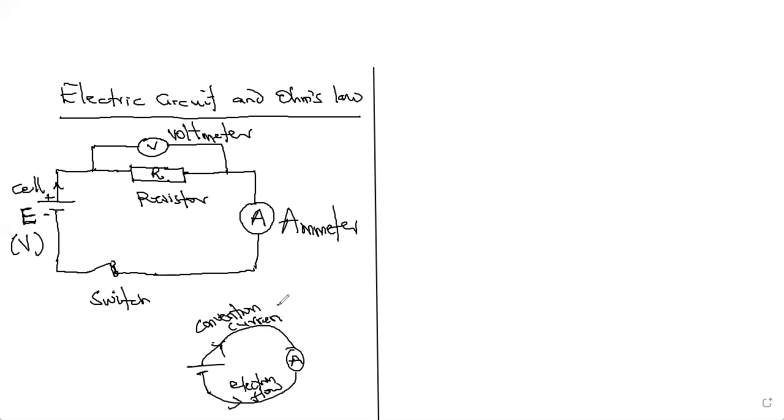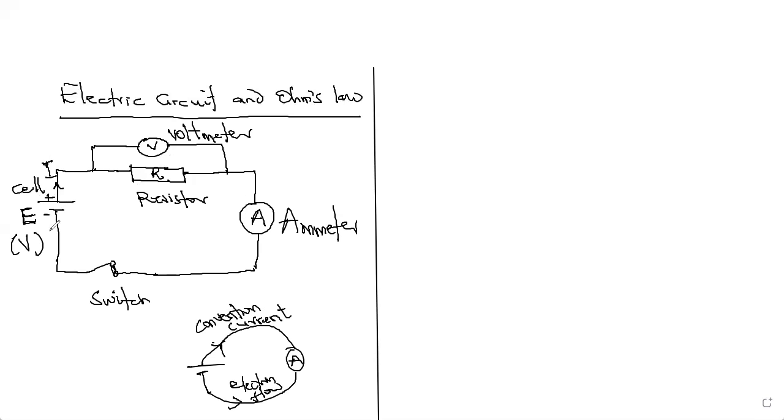Don't worry too much about the details, but what you need to note here is that your arrow has to point from the positive terminal of the cell like that. It has to go like that, not like that. Because that current here, I, is what will be detected by this ammeter. So that's the basic component of an electric circuit.